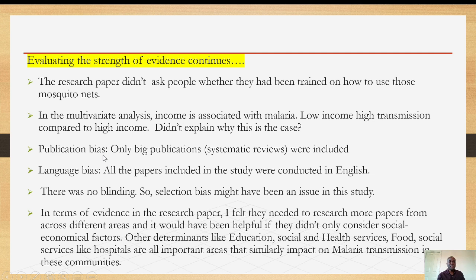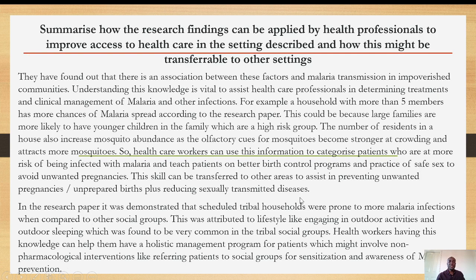I thought there were publication bias and language bias. All papers were conducted in English, and there were big systematic paper reviews. There were no small publications there. There was no blinding, so I thought that was a bit of a shortcoming for this paper. I also thought it would have been easier to incorporate other determinants, like education, health, food, and social services like hospitals. Those are key components, especially in these tribal areas, because people were not trained.